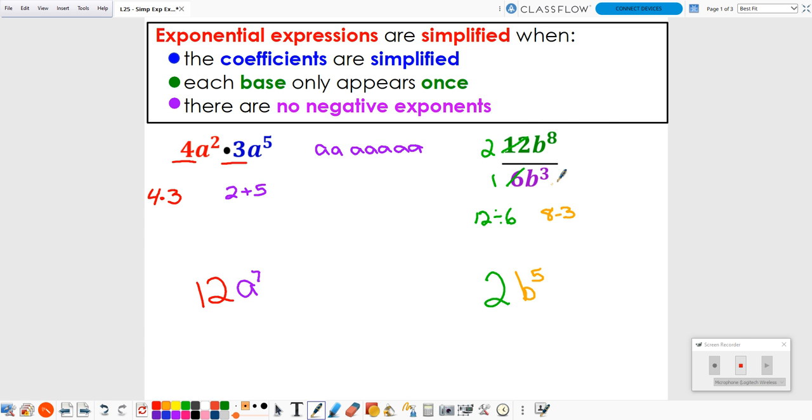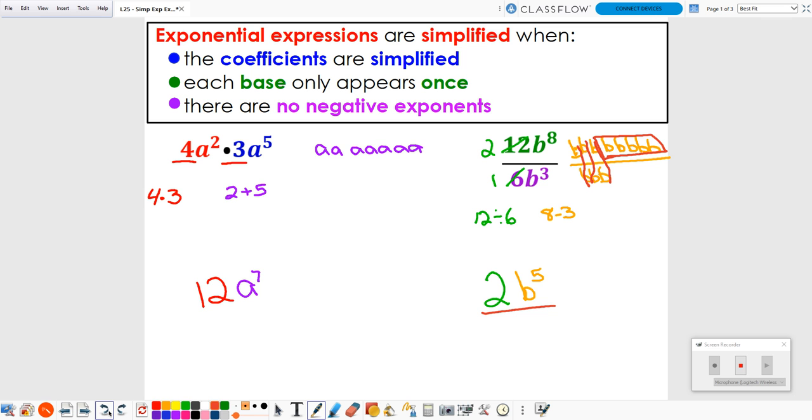Now let me explain why that works out. B to the 8th, that's like we have this, 4, 5, 6, 7, 8, okay, over b to the 3rd. So we have 1, 2, 3. Remember, when you divide, these are going to cancel out. So these two would cancel out, these two will cancel out, these two will cancel out. And what we're going to be left with is 5 b's that are part of our numerator. So remember, this whole thing is like it's over 1.